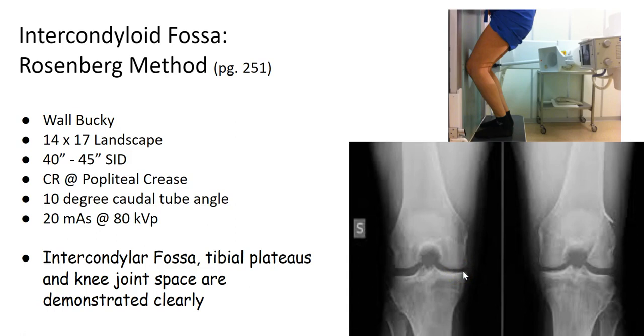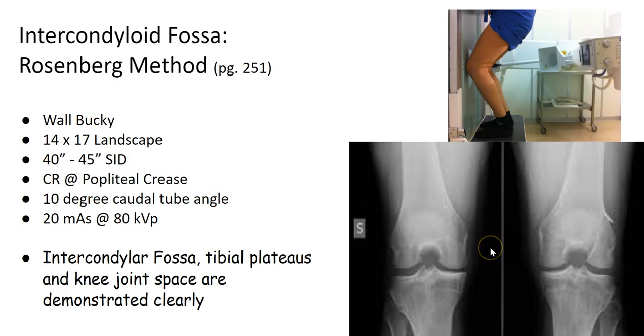Also, you want to visualize the intercondylar fossa, and that is this tunnel right here. So you really see that tunnel nicely by flexing the knee 45 degrees and adding that 10-degree caudal tube angle. A lot of people call this the tunnel projection for that reason. You see that tunnel very nicely.